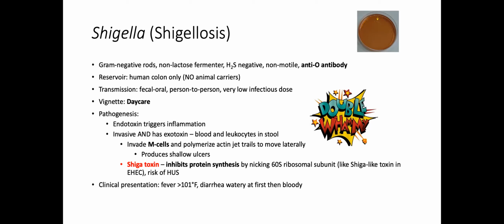It invades the M cells and polymerizes actin jets. I sort of remember the actin jets were really important to know. And these are good to know for boards too, just saying, because that's coming. It produces shallow ulcers, and the toxin inhibits protein synthesis by nicking the 60S ribosomal unit. Our clinical presentation is a pretty high fever of over 101, and then diarrhea starts as watery and then becomes bloody. So know that it's that double whammy: actin jets, and it also inhibits protein synthesis.